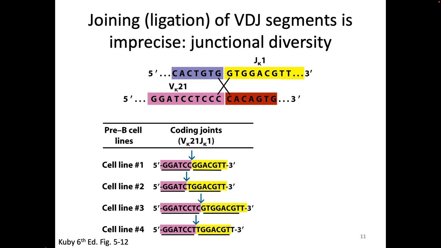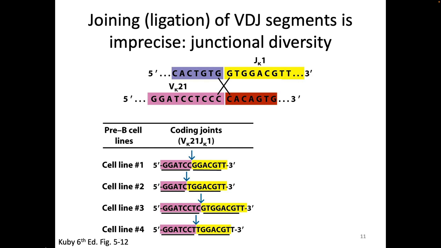And so here you can see four different B cells who all picked VK21, J kappa 1, but they all gained or lost base pairs a little bit differently. And so we can get four totally different receptors just from even picking those same segments. So you can see kind of which base pairs came from the pink, which base pairs came from the green, and the addition or loss of some additional base pairs.